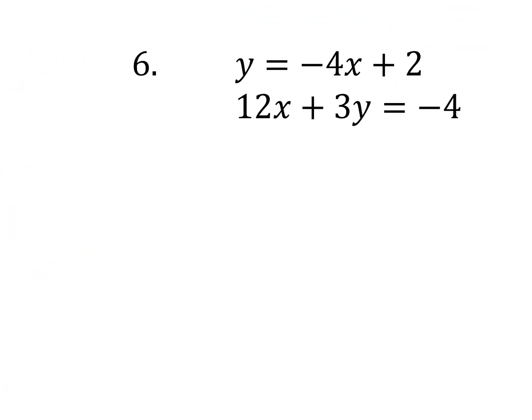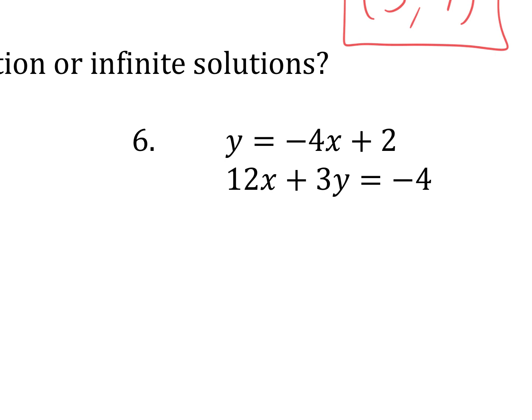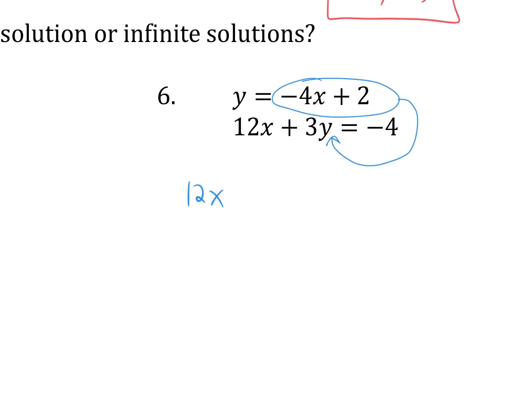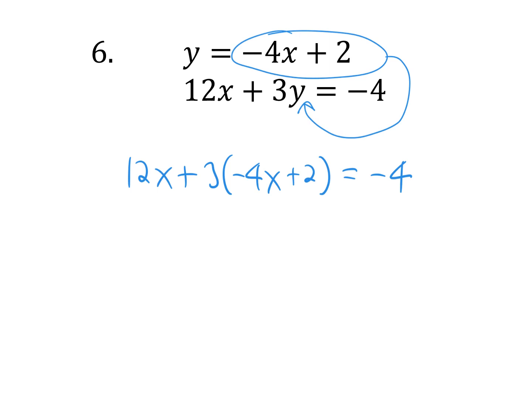All right, we got y equals negative 4x plus 2, 12x plus 3y equals negative 4. Is x or y by itself here? Yeah, this y is by itself, so we're going to replace the y in the other equation with negative 4x plus 2. So we get 12x plus 3 times negative 4x plus 2 equals negative 4. All right, anything to distribute here? Yep, 3 times both of these, so we get 12x minus 12x plus 6 equals negative 4.